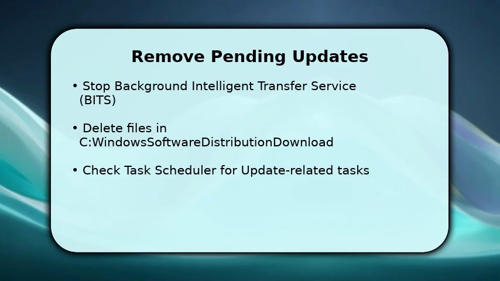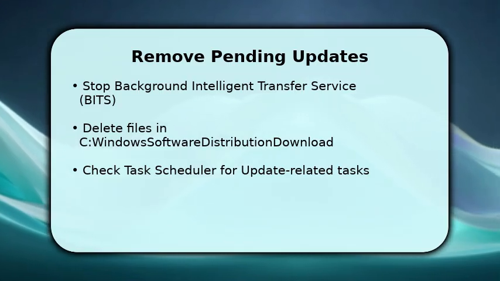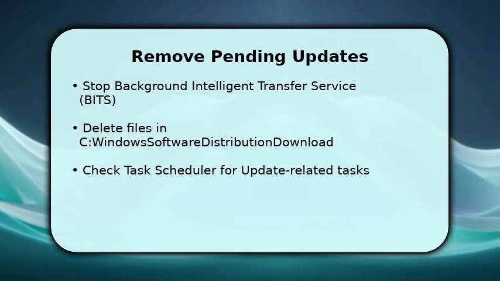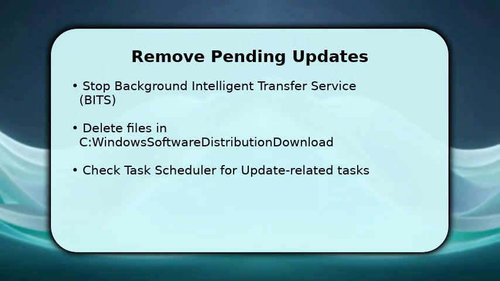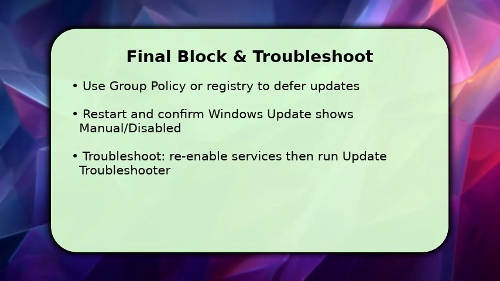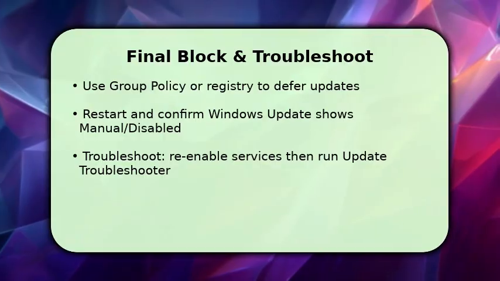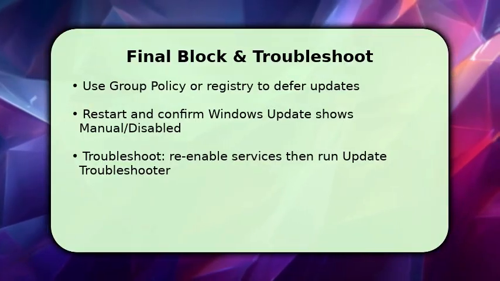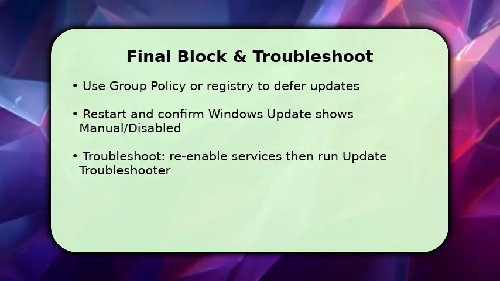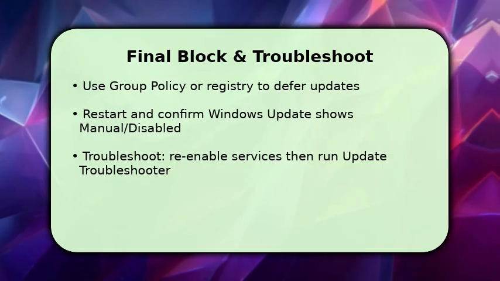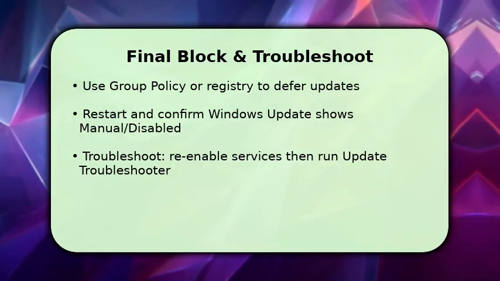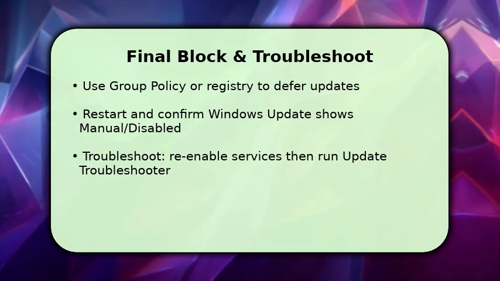Open Task Scheduler. Review Microsoft/Windows/UpdateOrchestrator and related tasks, and disable any that trigger. To finish, put a longer-term block in place and verify the change. If you have Windows Pro, use Group Policy to configure automatic updates to disabled. For Home, set the equivalent registry key to pause updates.